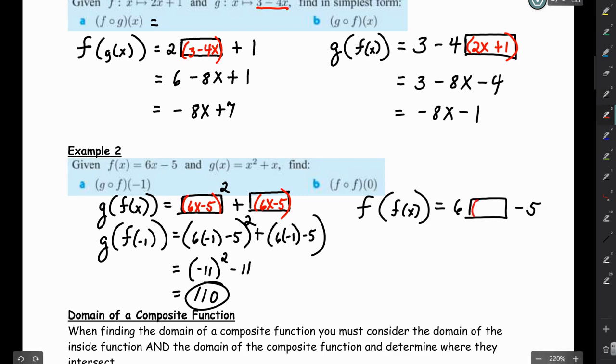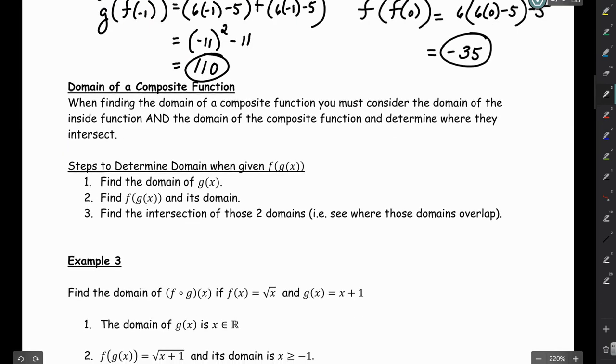So that's going to be 6x minus 5. The process doesn't change. It looks a little funny, but it doesn't change. All right, so now at this point, we're being asked to input 0 in. So let's do that next. So in this function, I'm going to replace x with 0.